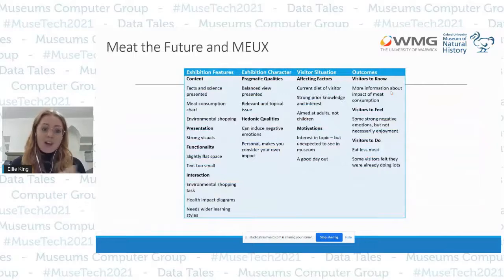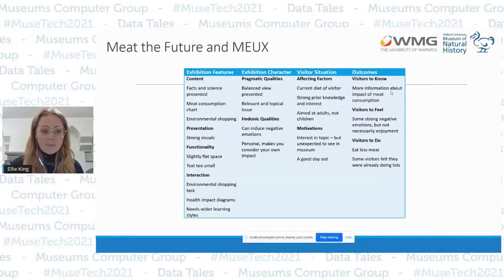And then going on from all those qualities and the points brought out in the interviews, we can hang the exhibition on that initial framework just to provide a really neat summary of what's going on. So what are the key exhibition features that have been picked out? For instance, in this one, people really were drawn to the facts and all the science that was presented. They then felt it was a relevant and topical issue, but it could be quite negative. There was some affecting in terms of what their diet was, their strong prior interests, and it being a really relevant topic, and then to what the outcomes were.